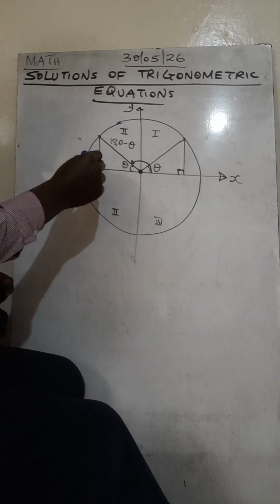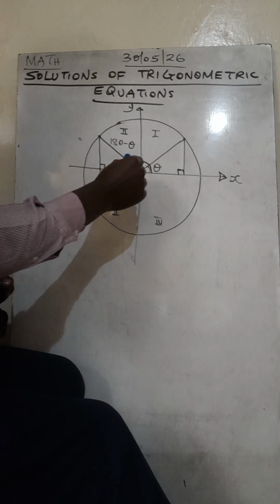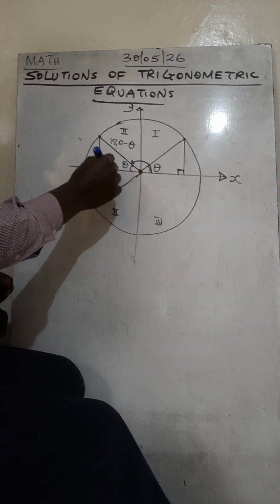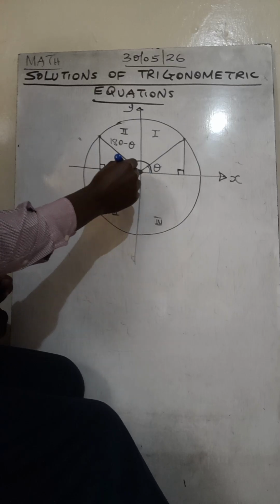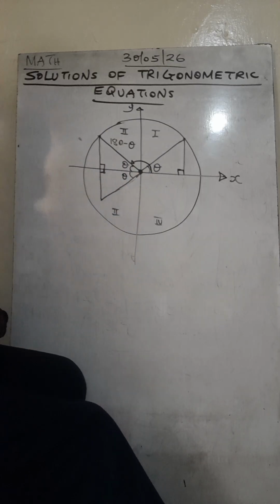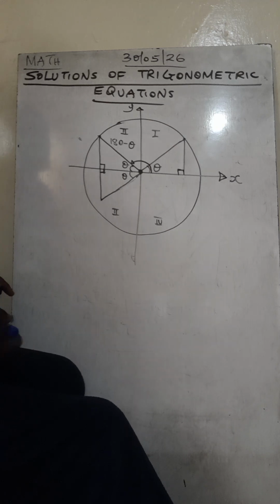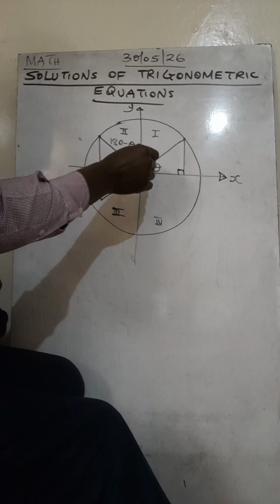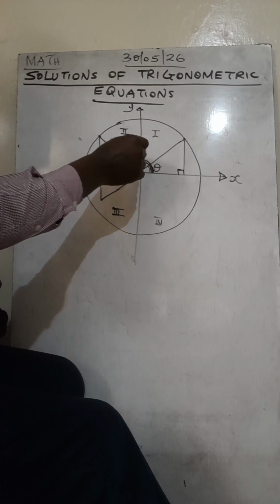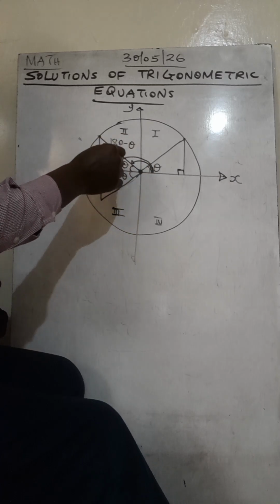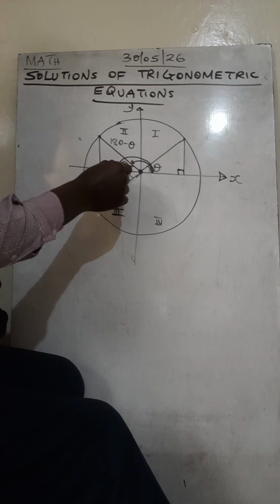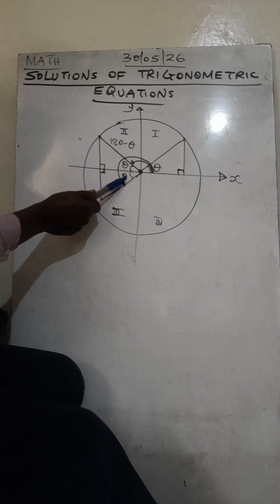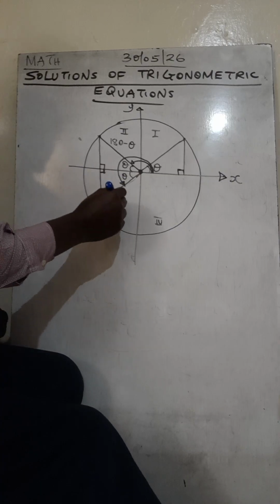In the third quadrant, if we draw the same right-angled triangle, what happens? And we bring this same angle here, theta. So in the third quadrant, the value of the angle is going to be this way, up to there. So it's going to be 180 plus this value, 180 plus theta.